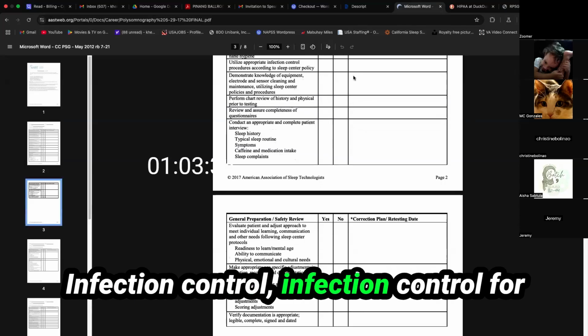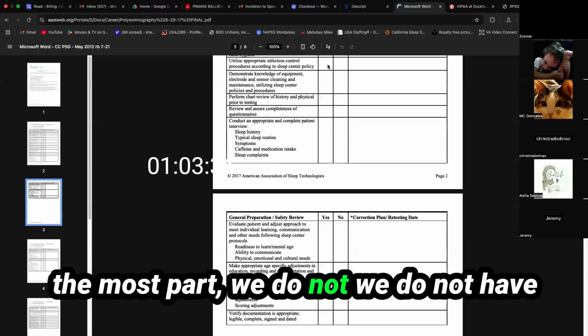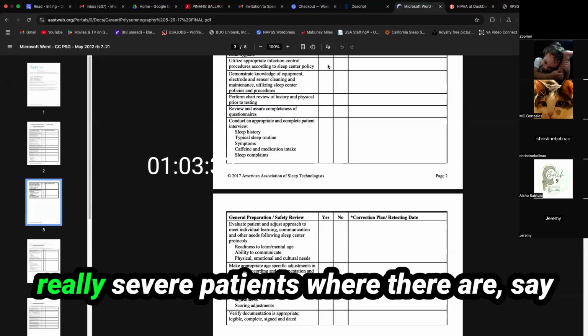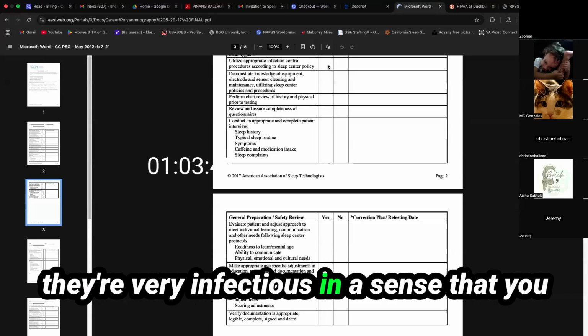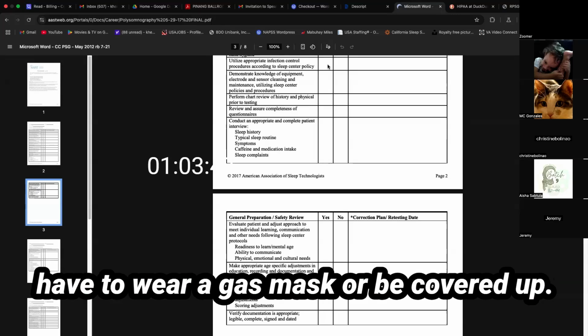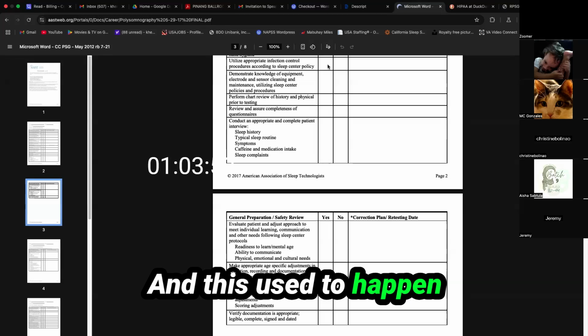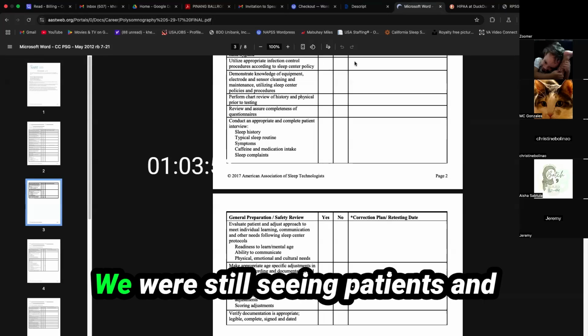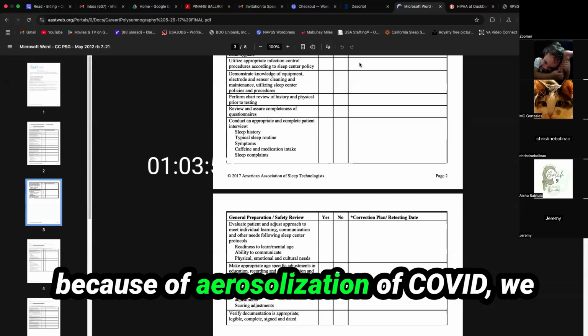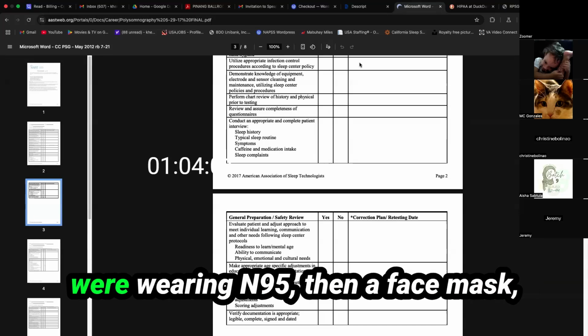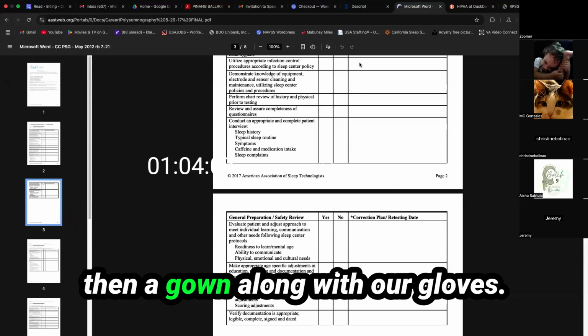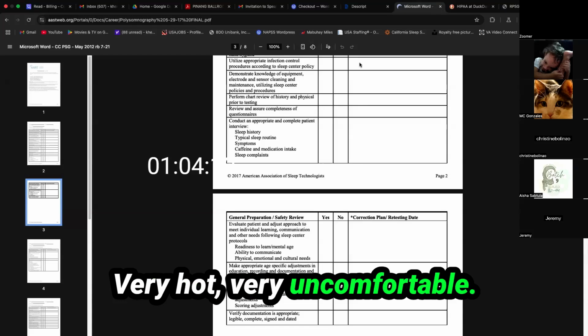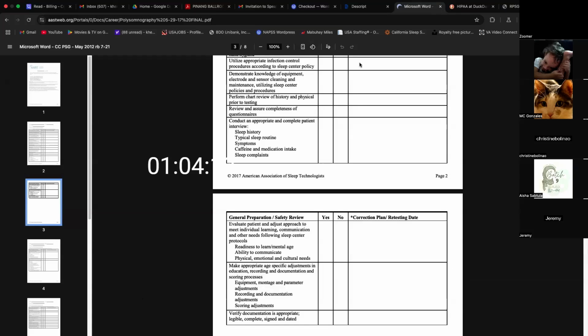Infection control. For the most part, we do not have really severe patients who are so infectious that you have to wear a gas mask or be covered up. This used to happen during the COVID era. We were still seeing patients, and because of aerosolization of COVID, we were wearing an N95, then a face mask, then a gown along with our gloves. Very hot, very uncomfortable. But that was during COVID. Now we're back to normal.